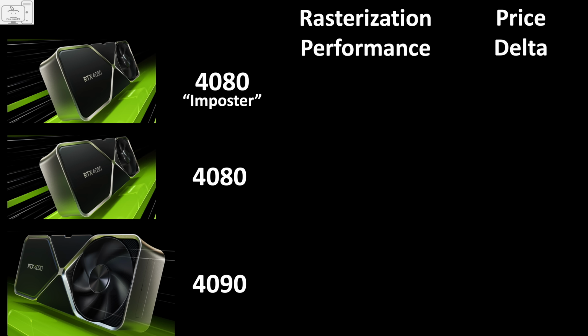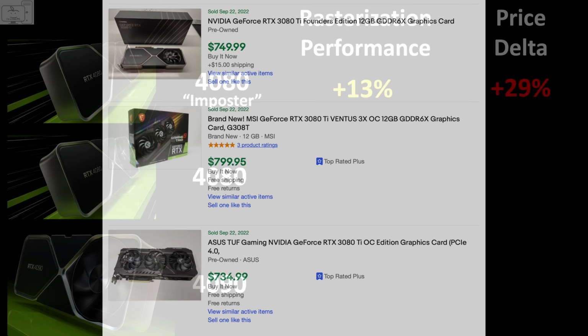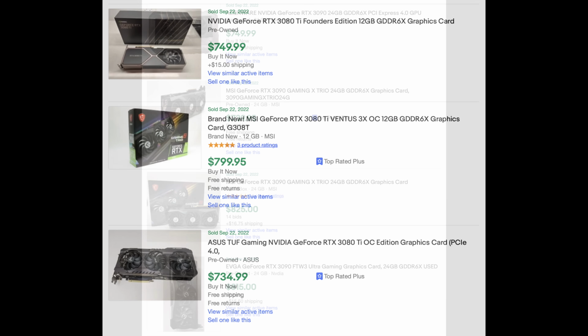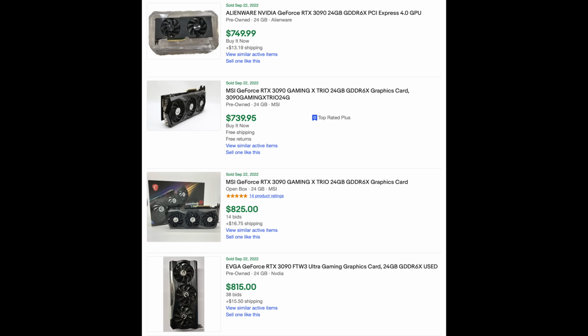In summary, you can expect to see the following performance levels. The 4080 Imposter will perform like a 3080 Ti or 3090. It provides about a 13% improvement in rasterization for a 29% increase in price. However, due to the crash of the crypto market, you may find a better deal and save some money by going to the used market, or wait for retail clearance by year's end starting with Black Friday.